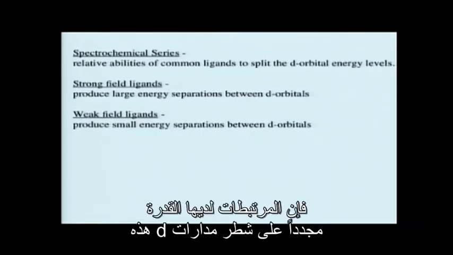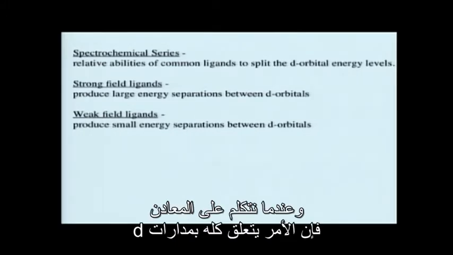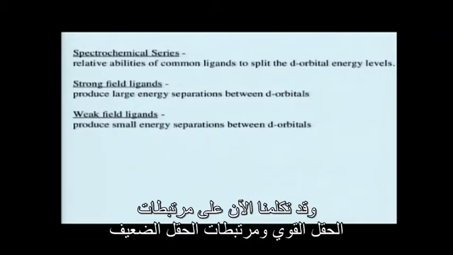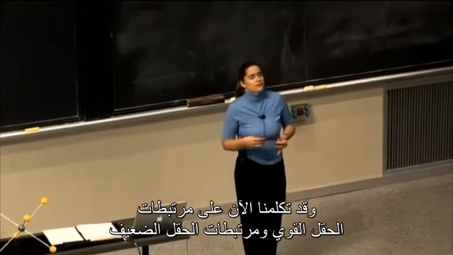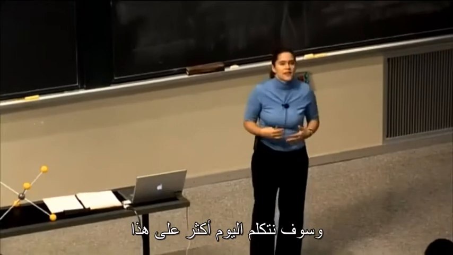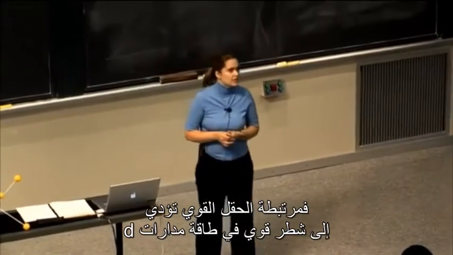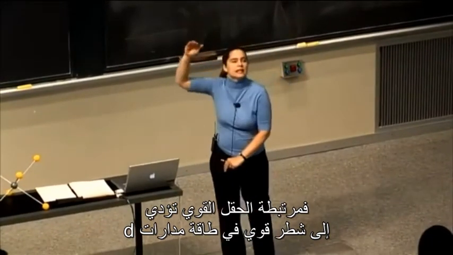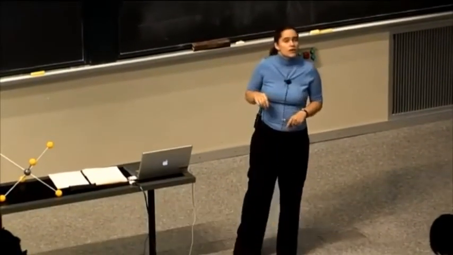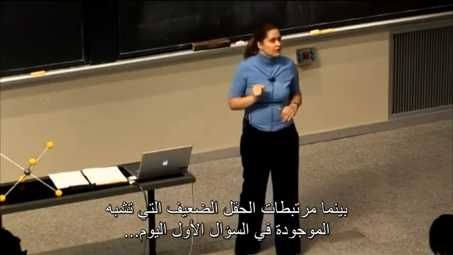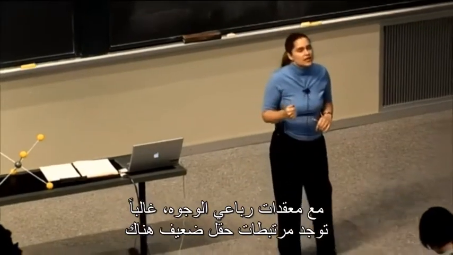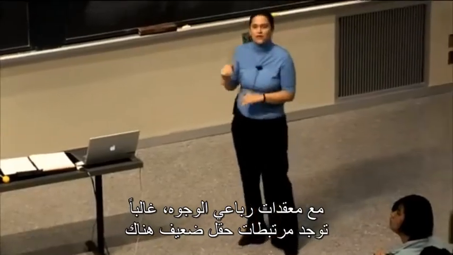So the ligands, again, have the ability to split those d orbitals. And we're talking about transition metals. It's all about the d orbitals. We talked already about strong field ligands and weak field ligands, and we're going to talk more about that today, but this time in terms of color. A strong field ligand, as we discussed, creates a big splitting in the d orbital energy, whereas weak field ligands, like the first question you had today with tetrahedral complexes, there's usually a weak field there, so you have a small energy separation between the d orbitals.